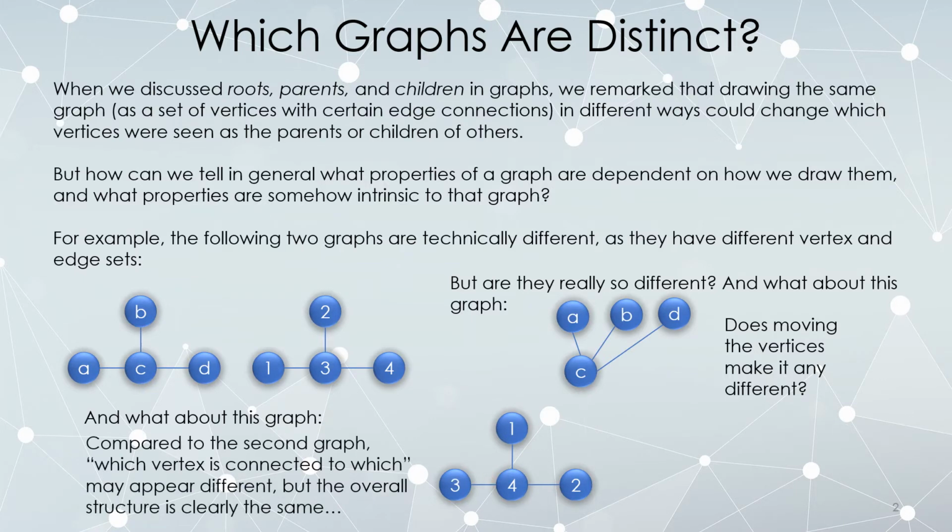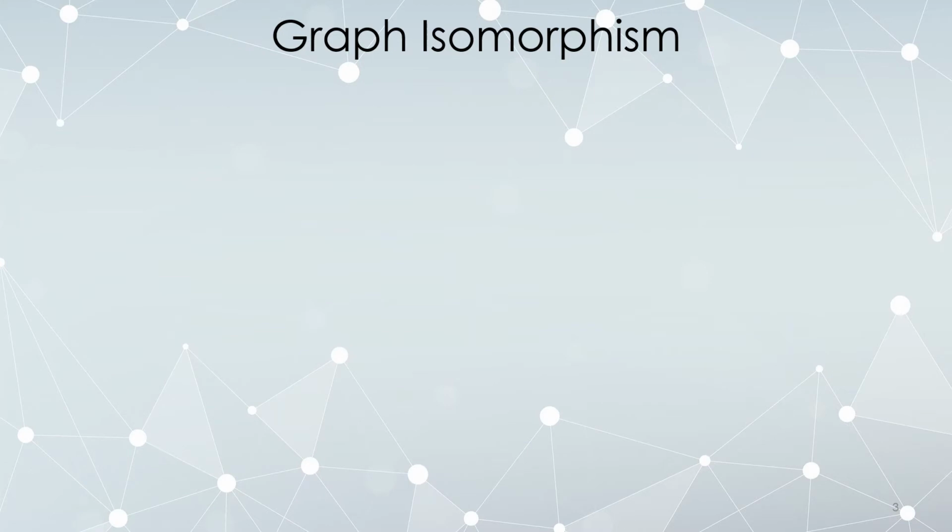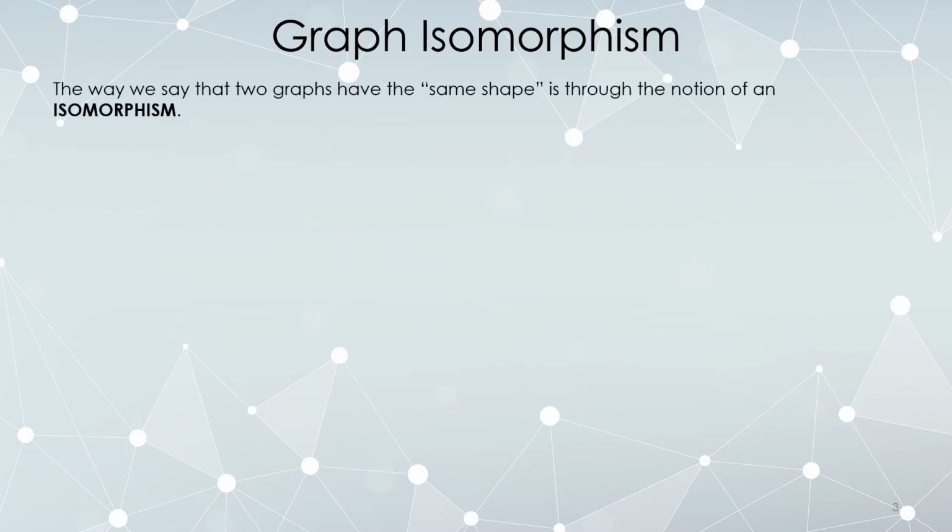So, is the overall structure being the same something that we can actually describe in mathematical terms? And that leads us to graph isomorphism. The way that we express two graphs having the same structure or same shape is: iso, same; morph, shape. This is an invented word, isomorphism: they have the same shape.